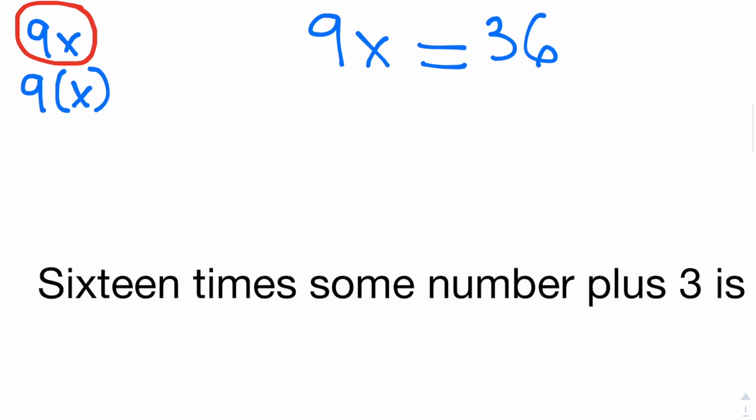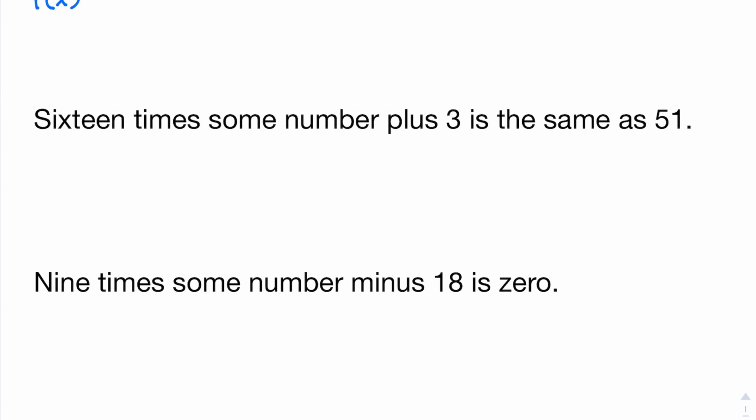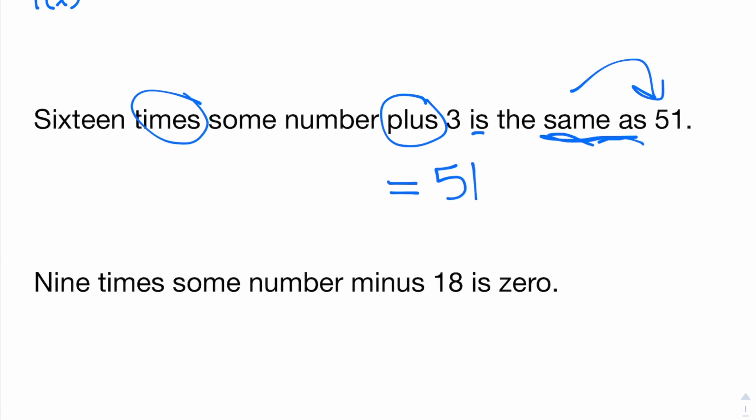Okay, so let's look at the next one. What word do we see as the keyword for equals? You could have chosen is. You could also use the words same as. So we're going to write our equal sign down. 51 comes after my equal sign. I see a plus and I see a times. So 16 times some number. We don't know what number that is, so I'm going to do 16x. And then I see my plus 3.